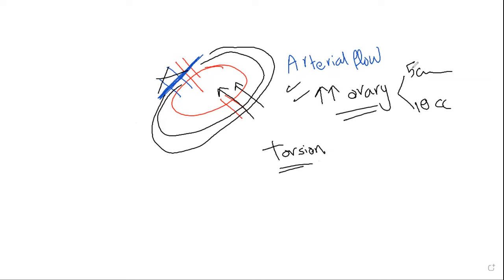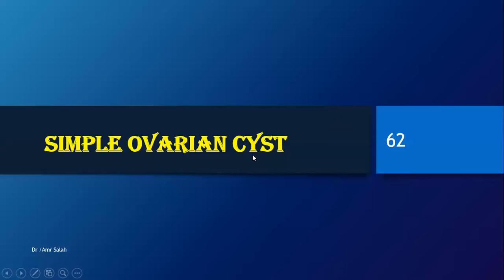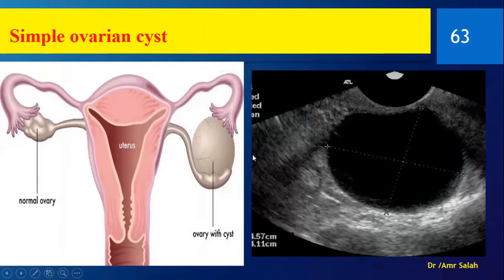Okay, so this is really very important to understand and appreciate, because do not exclude torsion because you see arterial flow or some flow. This flow is arterial due to the uterine, but there is torsion, and this is a very, very dangerous situation. It's actually life-threatening. So it's really important that you understand this, okay? Of course, we will discuss this in detail later, but this is an important hint.